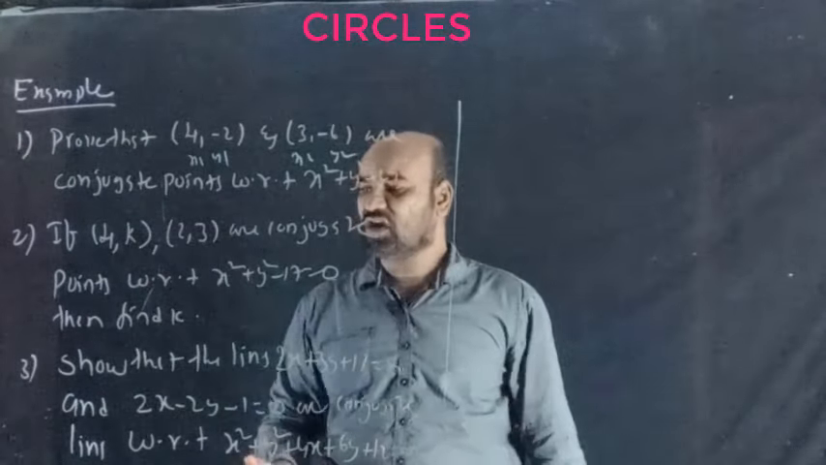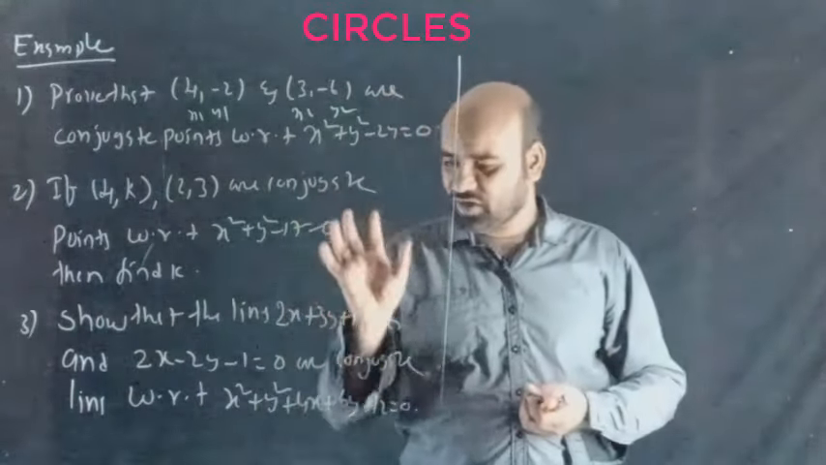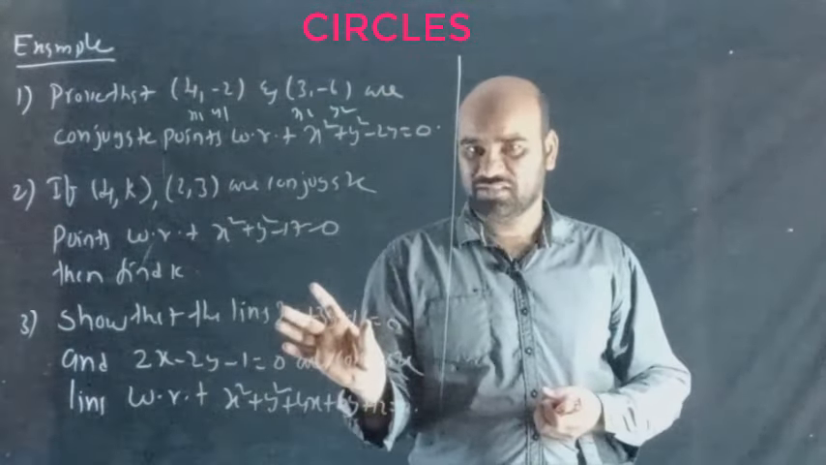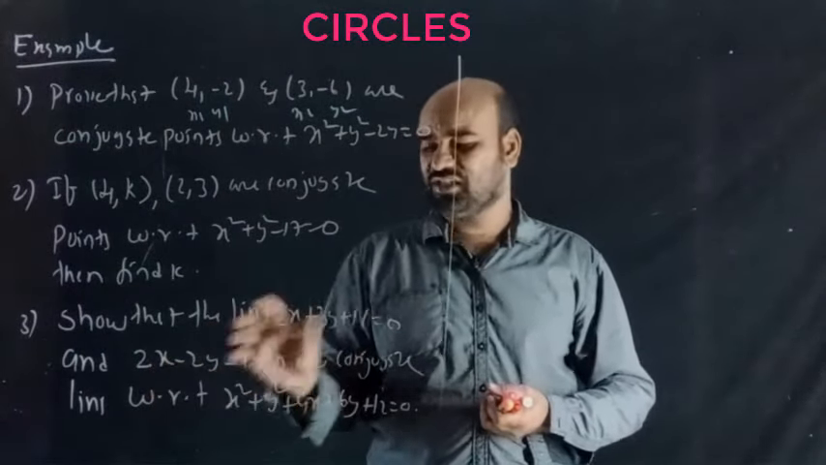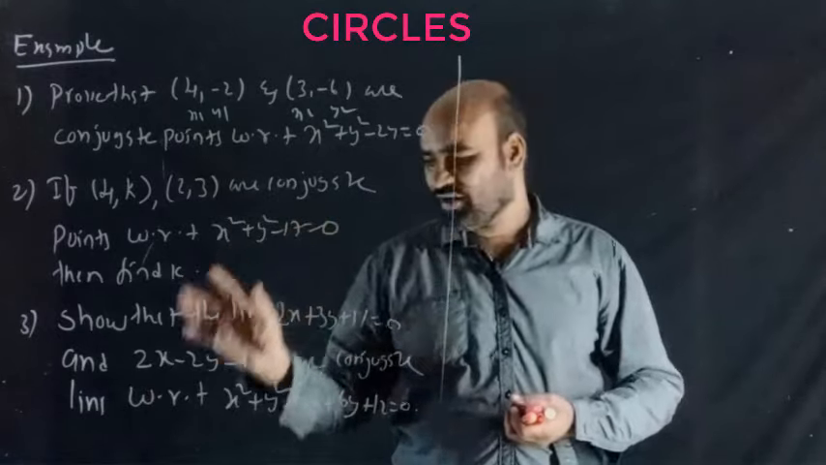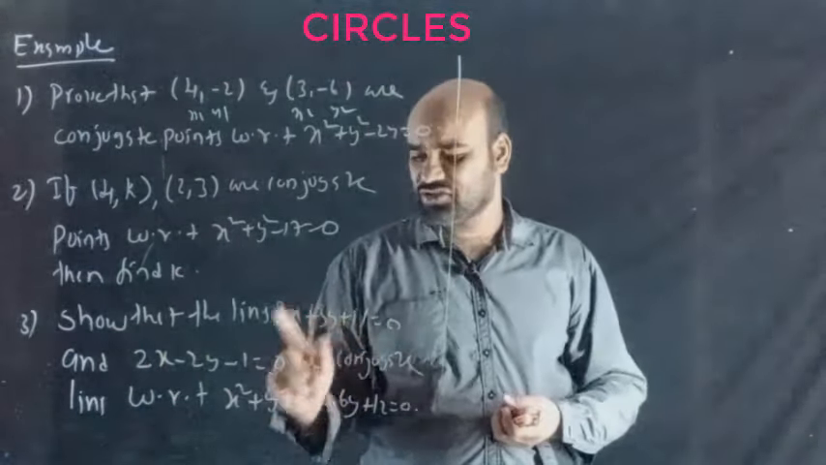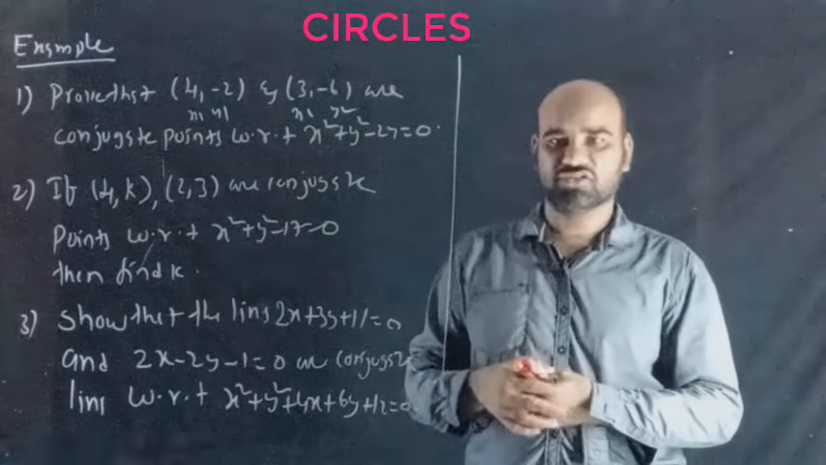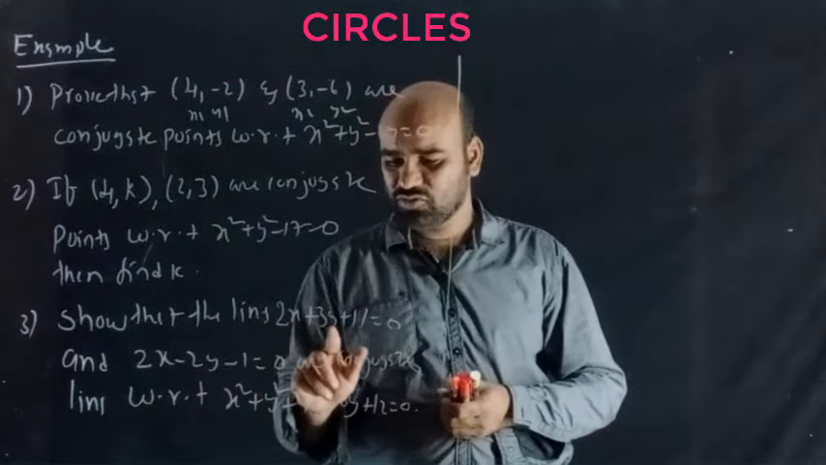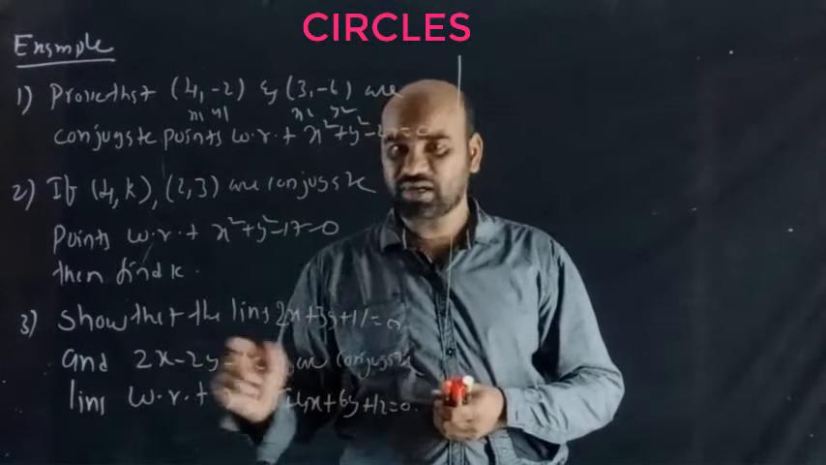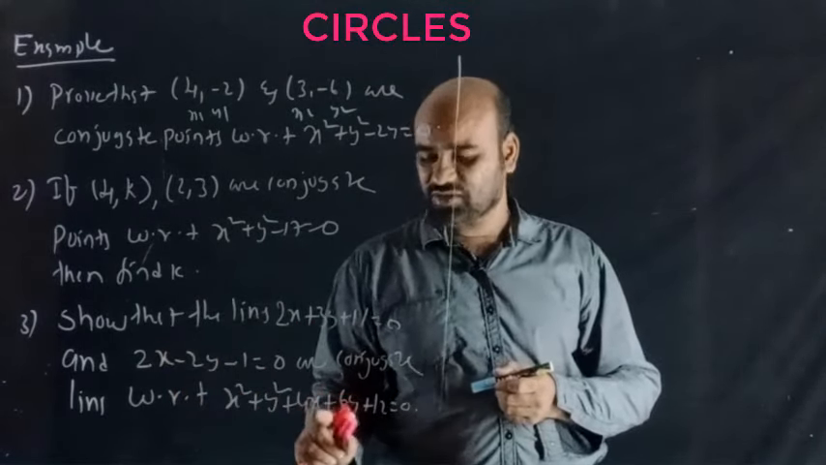Okay students, third problem: show that these two lines are conjugate lines. The first way is to find the pole of this line with respect to the circle. If the pole lies on the other line, you can say that these two are conjugate. Or find the pole of the other line. If that pole satisfies this equation, then you can say that these two lines are conjugate. But which line is best? I want to take this line, no? Because here the coefficients 2, 3, 1, 2, minus 2, 1 are better. So first of all, I want to find the pole of this line with respect to this circle.